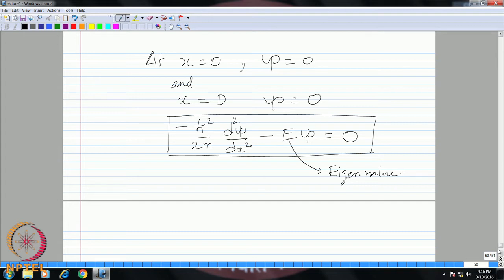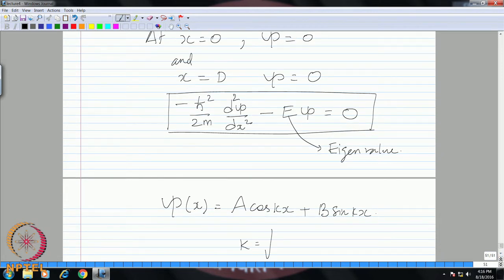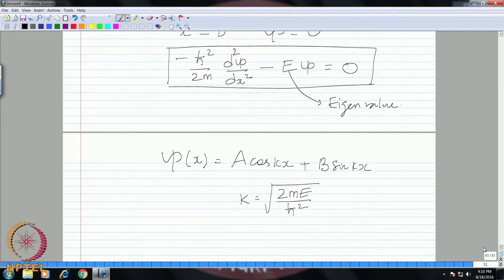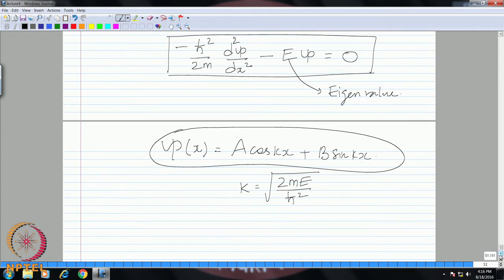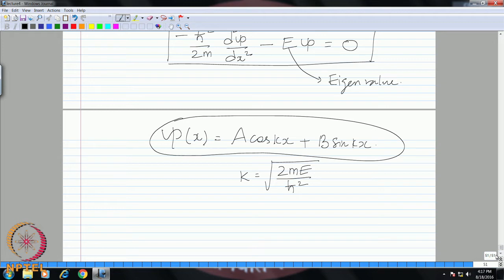It might be easier if you work with the trigonometric functions in this case, okay. So, you can assume that your psi, which is a function of x, is a cos kx plus b sin kx, and what is k here? Square root of 2mE by h bar square, right. So now, rather than the exponential functions, take this to be trigonometric functions. The boundary conditions may be easier to apply to the trigonometric functions.